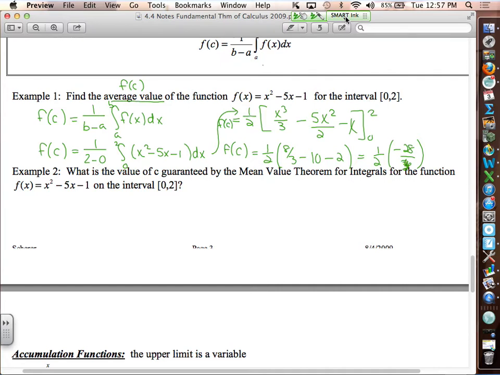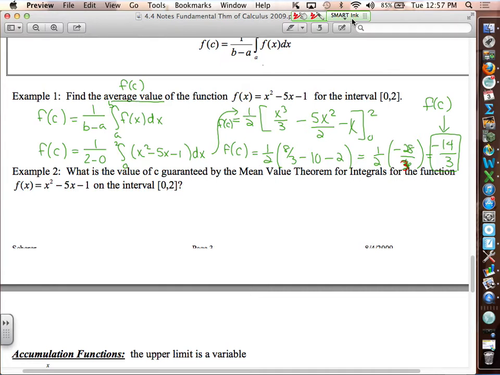And then if I multiply by that half, I get negative 14/3. And that's my f of c value there. So that's the f of c. That would be the height for the rectangle.